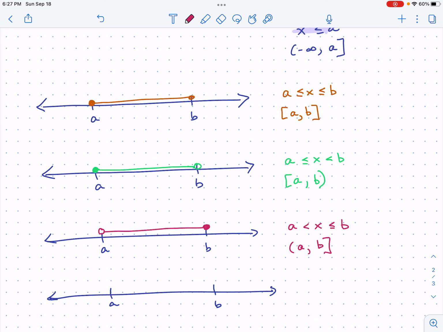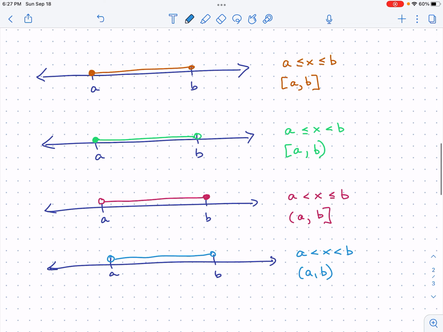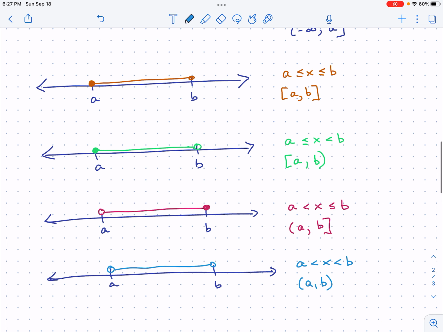And our last possibility is when we want all the numbers between a and b, but we don't want to include either of those numbers. This is a is less than x is less than b, and it corresponds to a, comma, b. So hopefully that helps you be able to figure out how to describe sets of numbers on a number line using what's called interval notation.